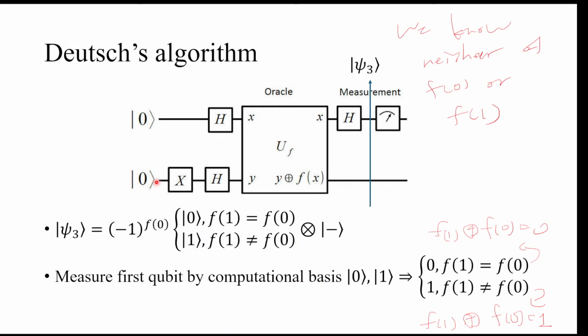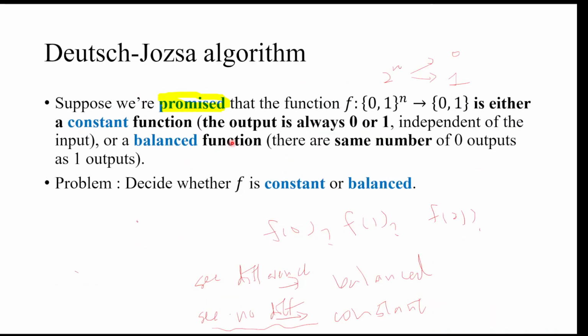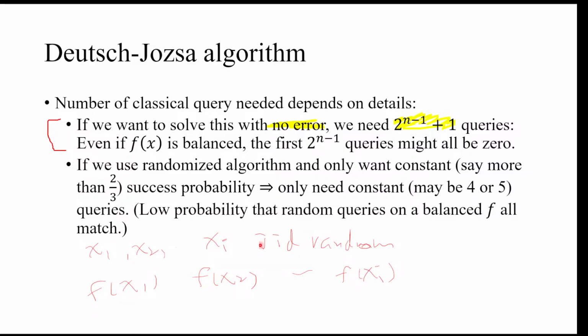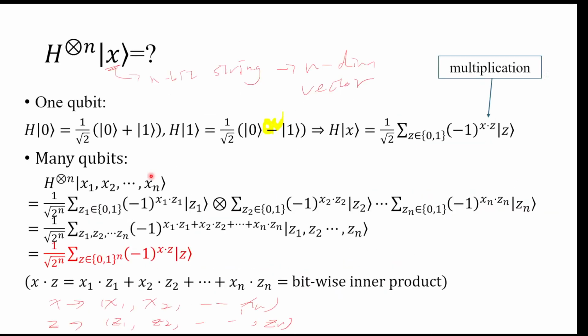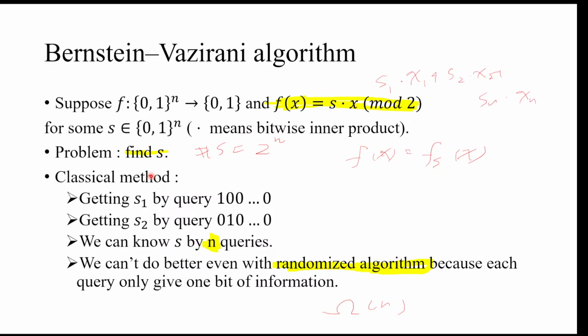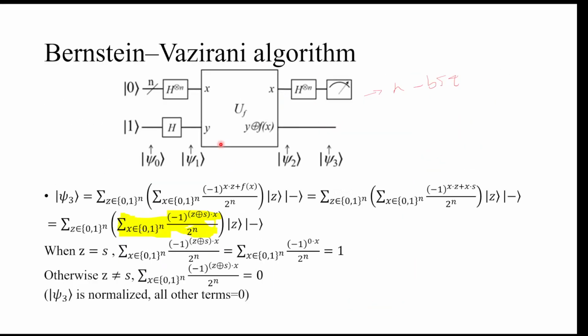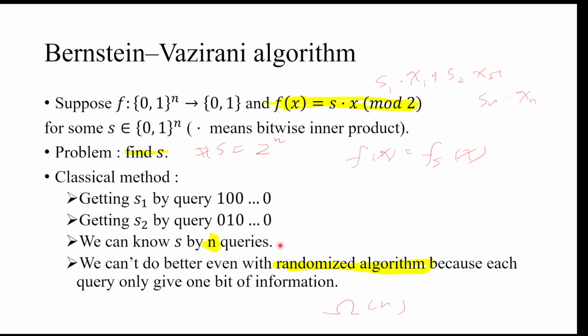In Deutsch's algorithm, the quantum query complexity is 1 and the classical query complexity is 2, if you want to be exact. In Deutsch-Jozsa, the quantum query complexity is still 1, but the classical query complexity depends on your model. It is 2 to the n minus 1 if you want to be exact, but just a small constant if you allow a randomized algorithm. Then in the Bernstein-Vazirani algorithm, the quantum query complexity is still 1, but the classical query complexity is n.